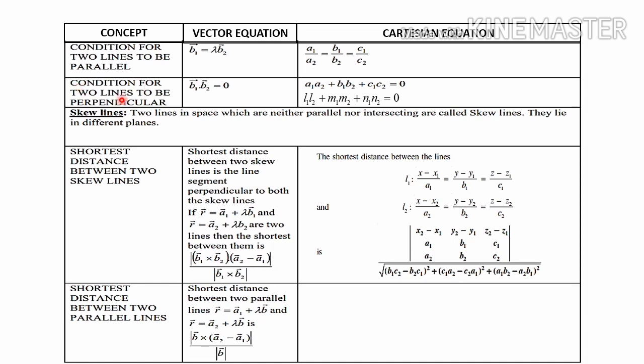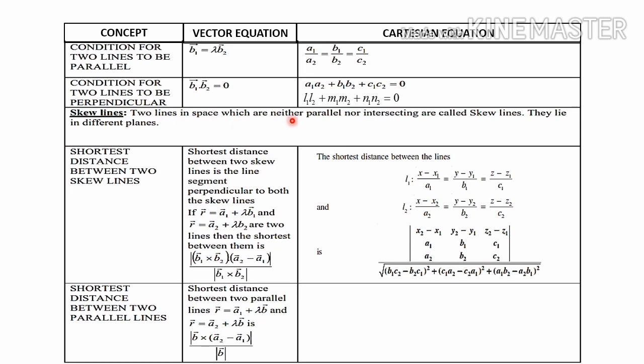Next, condition for two lines to be perpendicular. If vector equations are given to you, vector b1 dot vector b2 must be equal to 0. If the equations are in Cartesian form, the condition is a1 a2 plus b1 b2 plus c1 c2 is equal to 0. a1 a2 b1 b2 c1 c2 are the direction ratios. Instead of direction ratios, if direction cosines are given to you, l1 l2 plus m1 m2 plus n1 n2 is equal to 0. Next, we learn about skew lines.